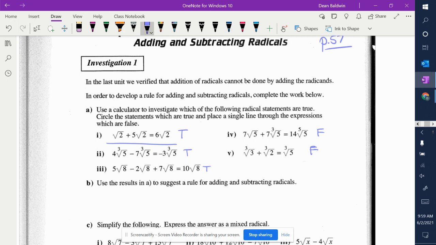If these three are true, and these two are false. They have the same, I don't know what the number's called, but the little number. The little number that floats here? Mm-hmm. The index number, that's correct, that's one of them. The index number has to be the same, okay? And then you can add and subtract them. What else? Numbers inside, they're called the radicands.